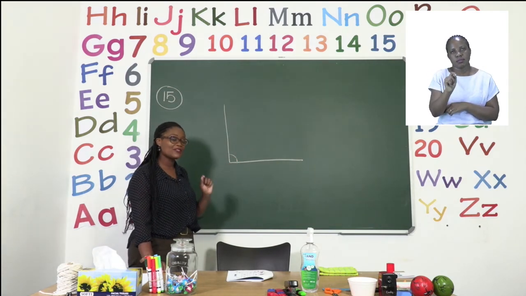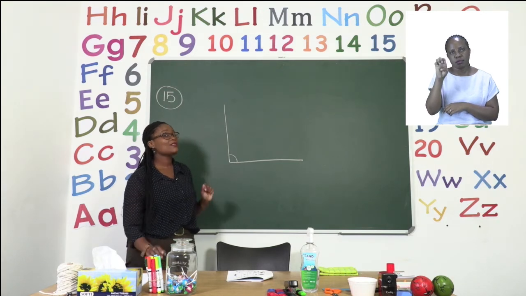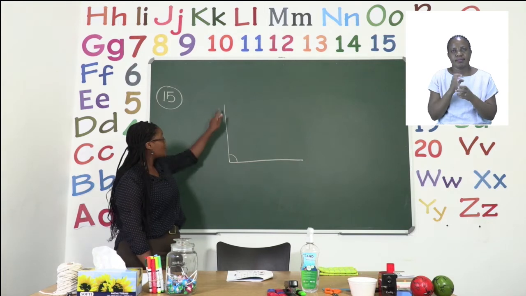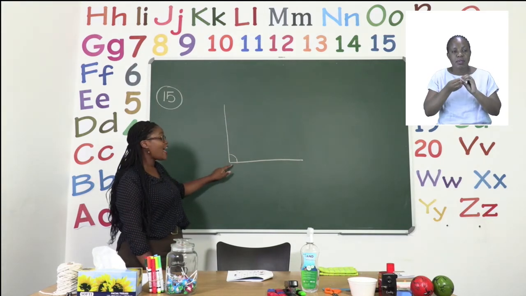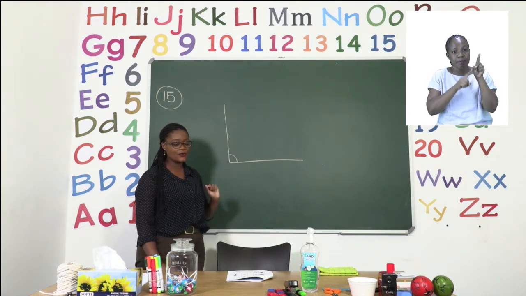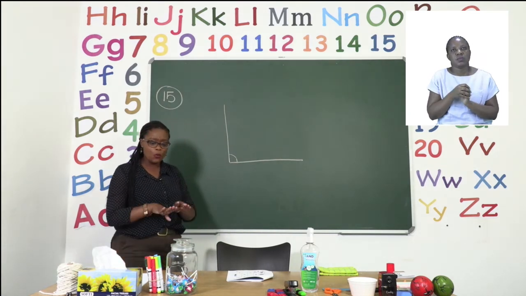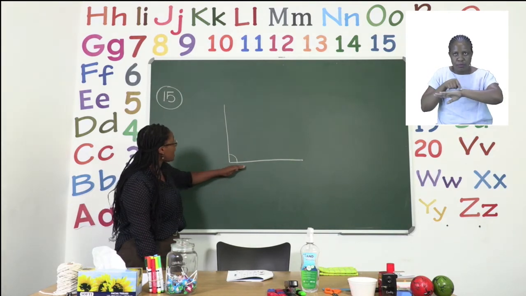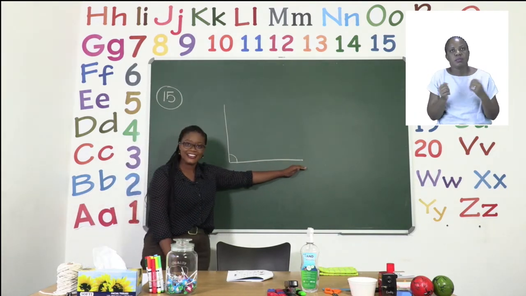Take your time because this will be hard. Let me try again. This one says the number of sides. So this is a side and that is a side. Then they ask for the vertical lines, the ones that are sitting down. So this is our vertical line.